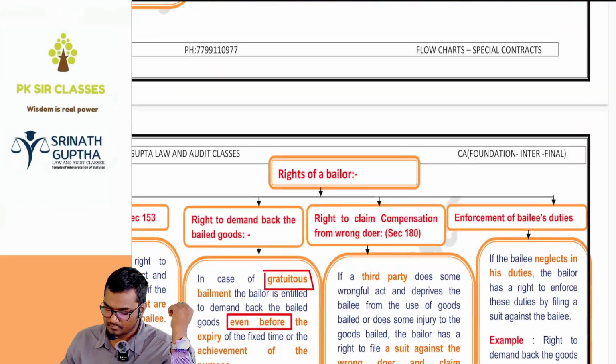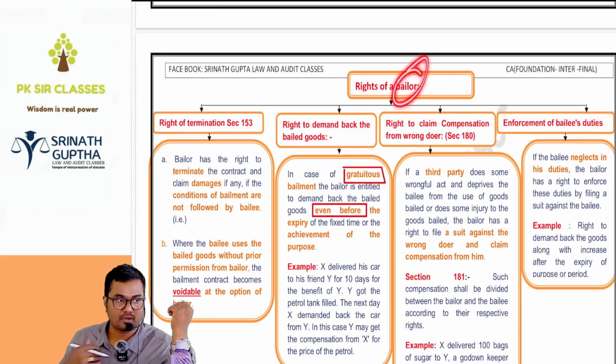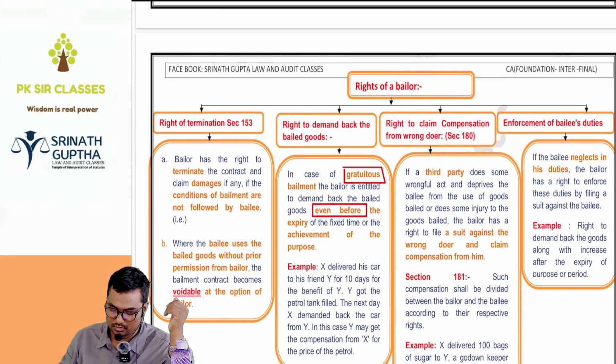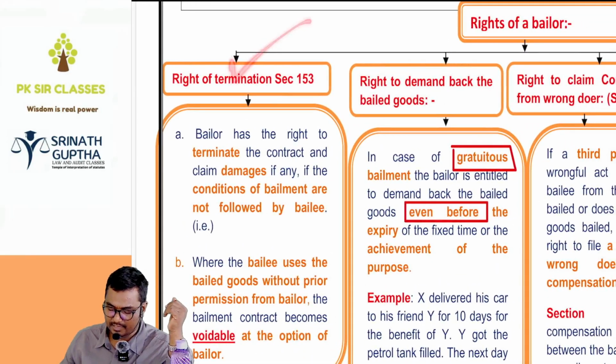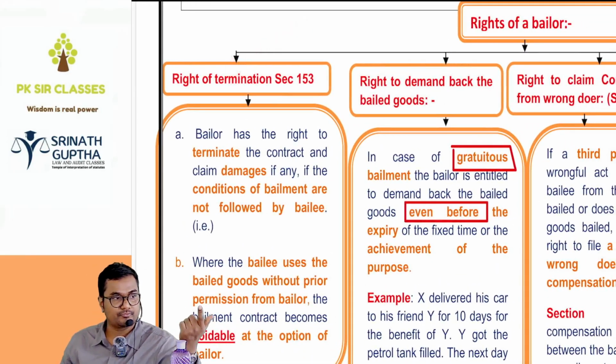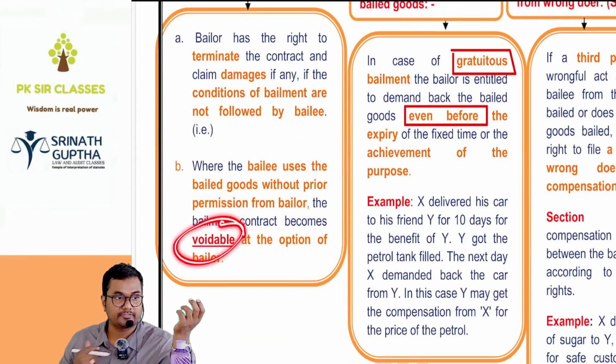Done. Next, rights of the Bailor. What are my rights? I am giving the car to the mechanic. First one, right of termination. If I give the bike to the mechanic for the repair, but he is using the bike for his personal purpose, the contract will become voidable at the option of the Bailor. I can claim damages also.